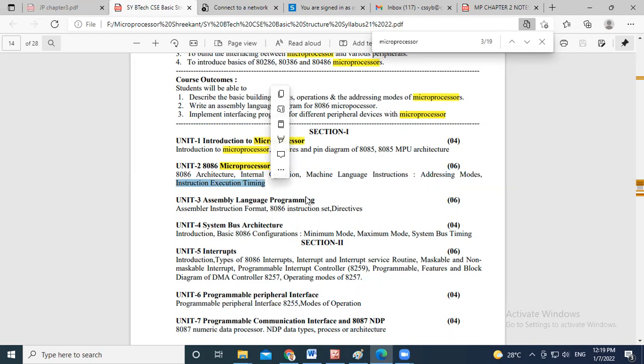These addressing modes you already studied in your diploma course, so you have to repeat the same here. I think you may not have studied instruction execution timing. For addressing modes, there are mainly 5 addressing modes, categorized into 8 to 9 addressing modes, that we are going to study, and the execution timing of each instruction of the microprocessor we are going to study today. Okay, very important topic. So now I will move to the notes.